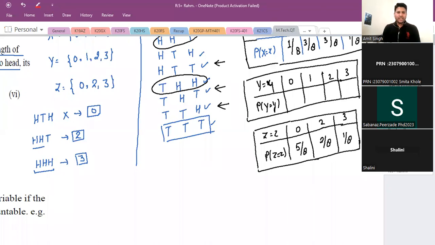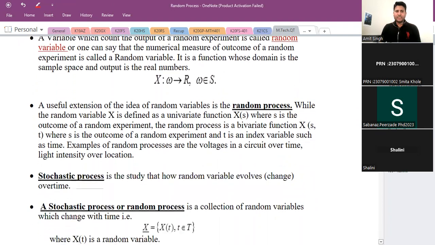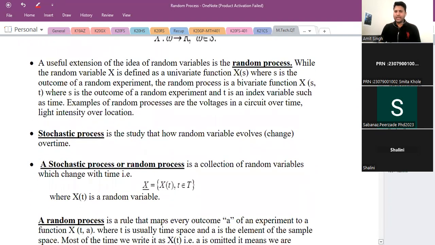So as I initially told you that today we are going to discuss the stochastic or the random process, and these are the prerequisites that one must know: what is a random experiment, what is a random variable, and how one can construct a probability distribution table or probability table for the random variable. So now let us proceed to the random process. A random process, or also we can call it a stochastic process.